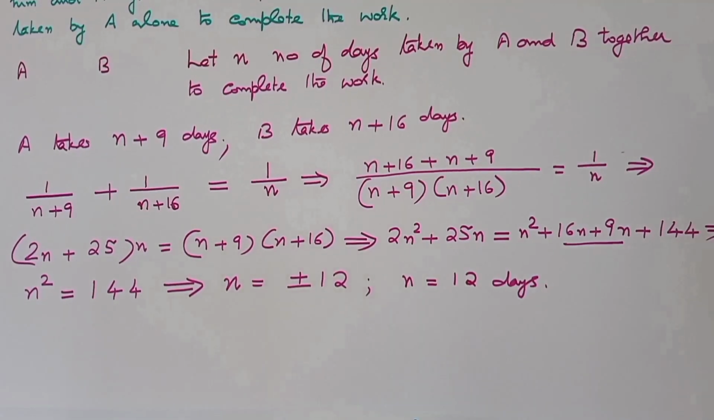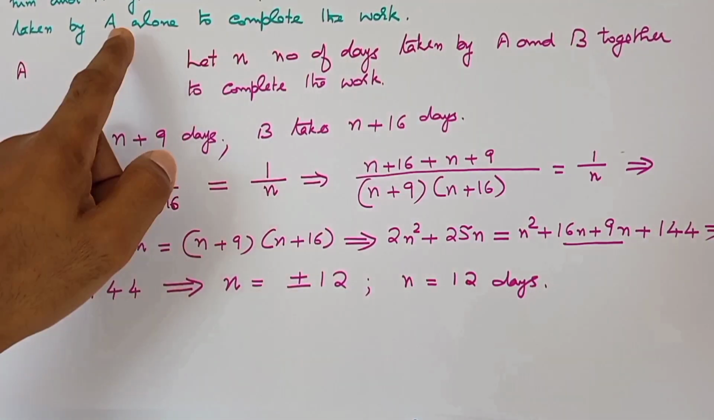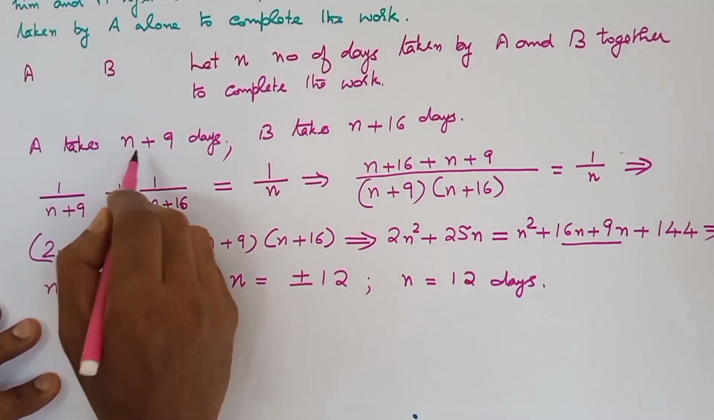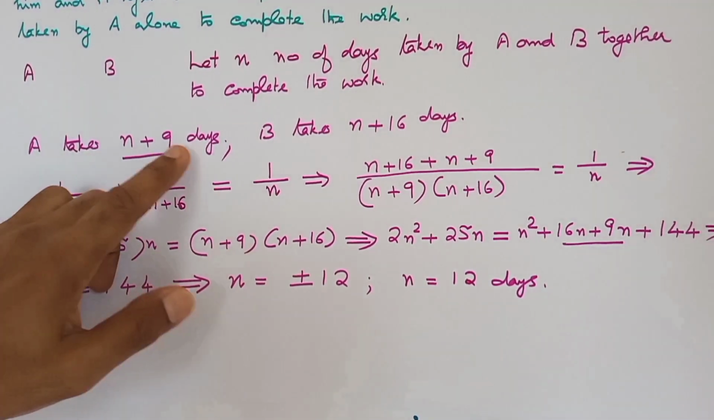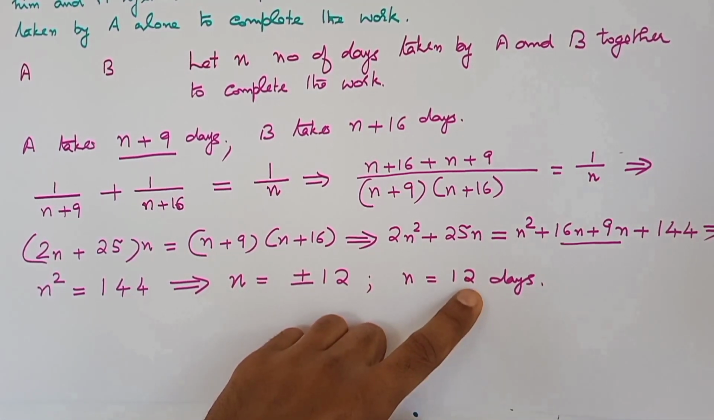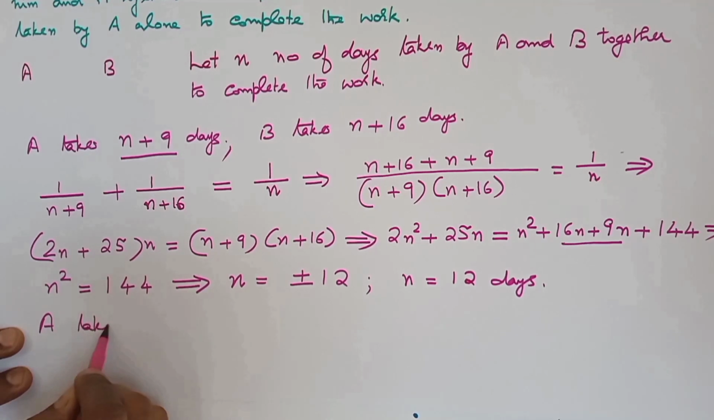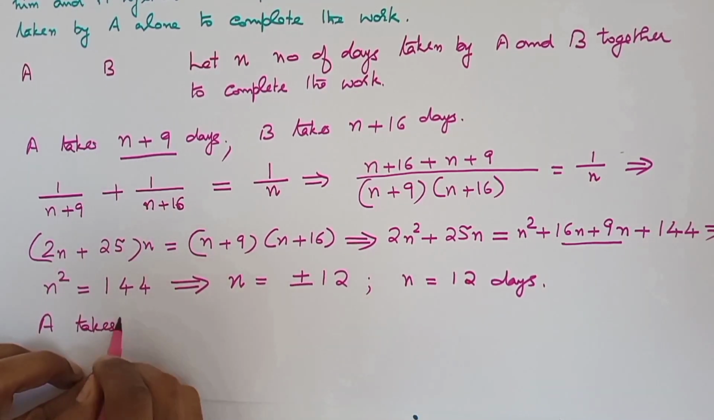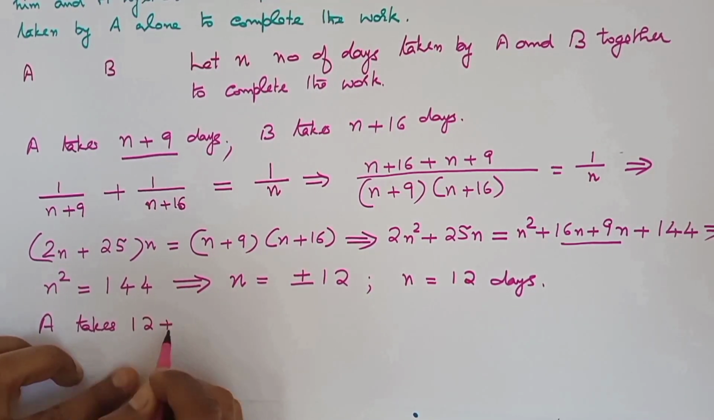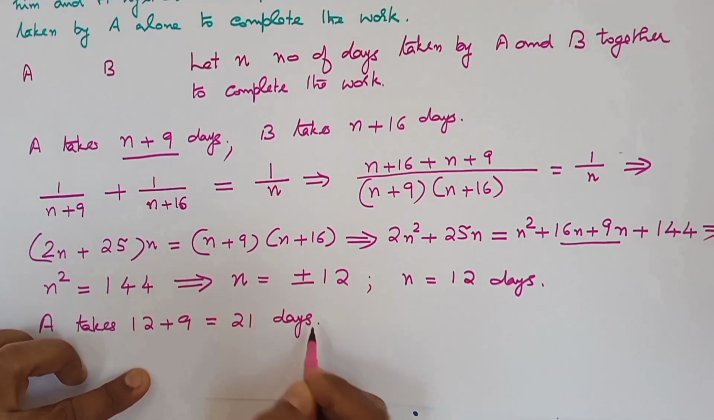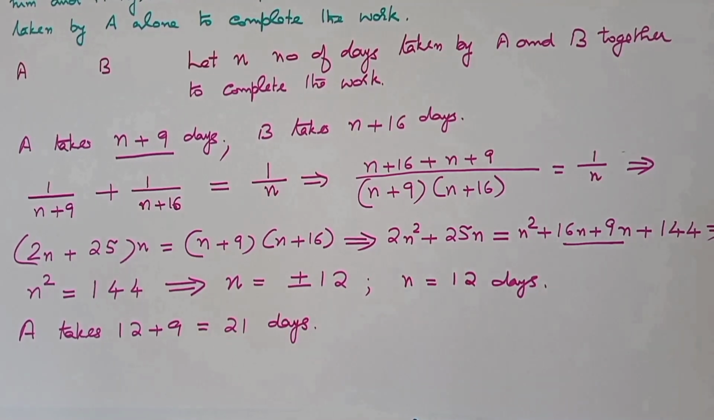Now, we are asked to find out the time taken by A alone to complete the work. We know that A alone takes N plus 9 days. N has been determined to be 12. So, just substitute that here. N is equal to 12, plus 9, which is equal to 21 days. And that's the answer to the problem.